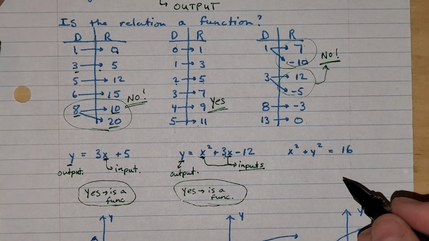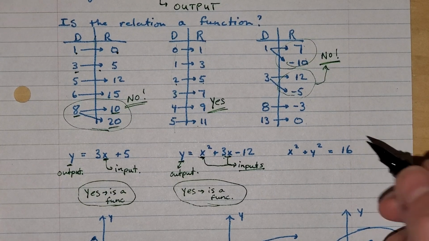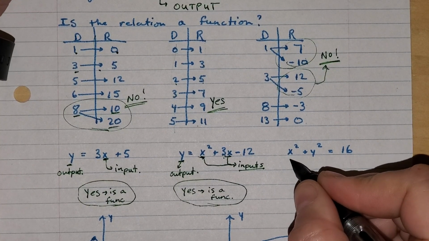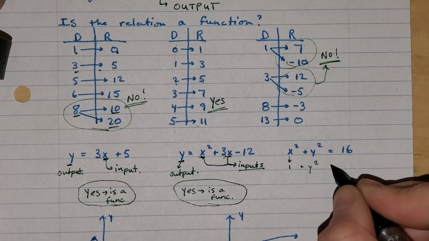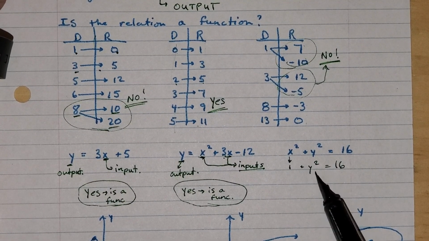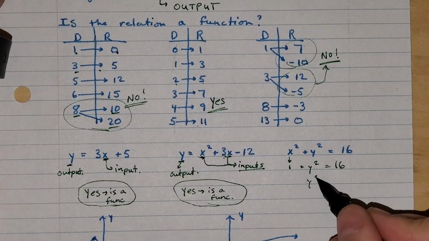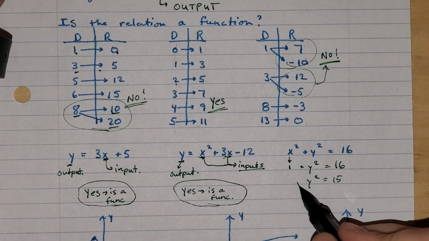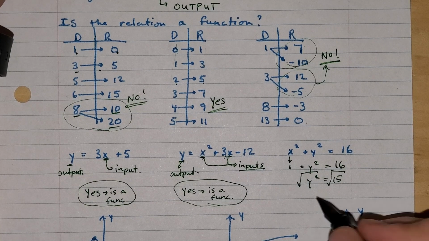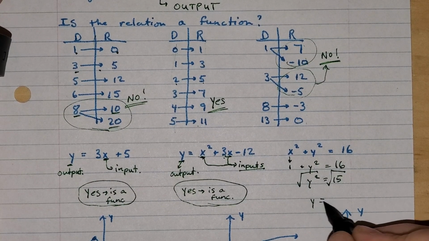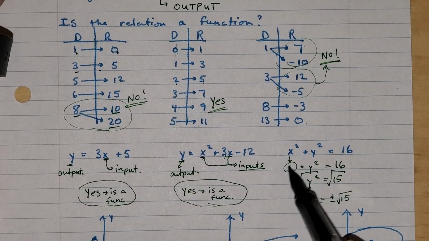Well, let's plug in the number 1. So if I plug in 1 here, 1 squared is 1. Solve for y. So I'm going to subtract 1. So I get y squared equals 15. And then I'm going to take the square root of both sides. Now, what do you do when you take the square root of a number? You're supposed to put what? Plus or minus.